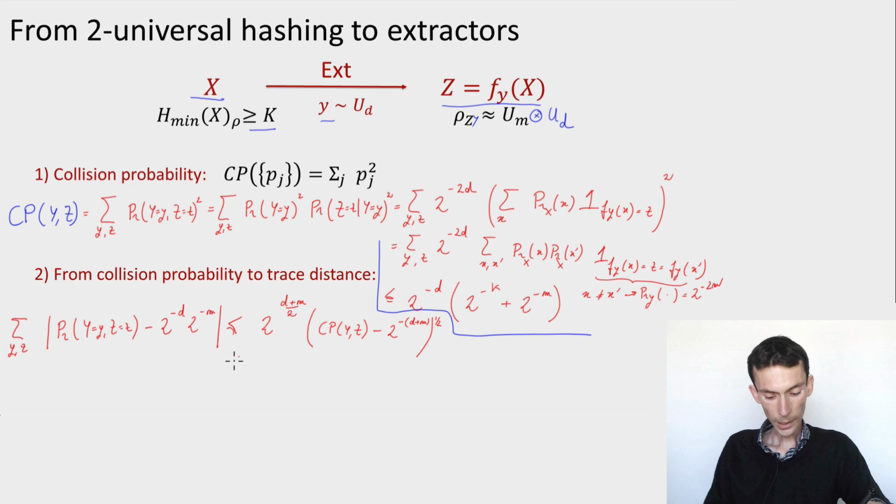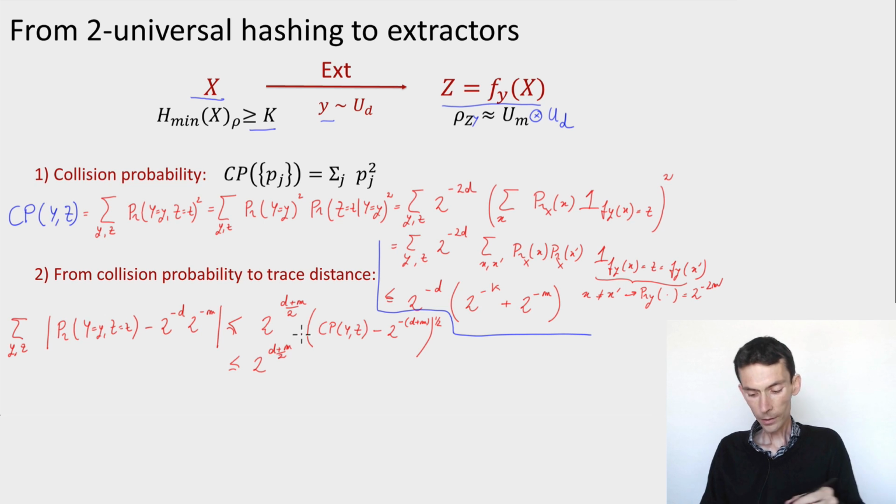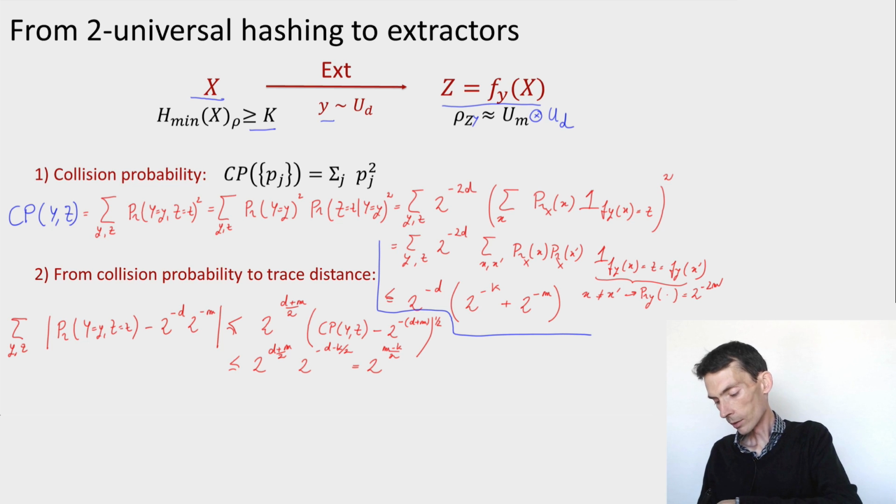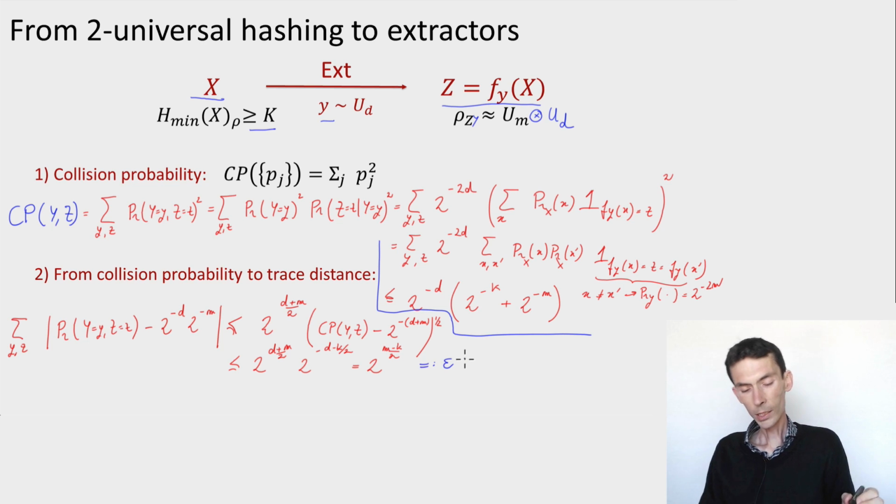Alright, so what I get if I use the bound from the first step of the proof is that 2 to the d plus m over 2, then the d plus m here cancels out with the d and the m here, and the only term I have left is minus d minus k. There's the square root, so we get 2 to the minus d minus k over 2. And this is equal to 2 to the, what's left is m minus k over 2. And that's your epsilon. It's the error parameter of the extractor.